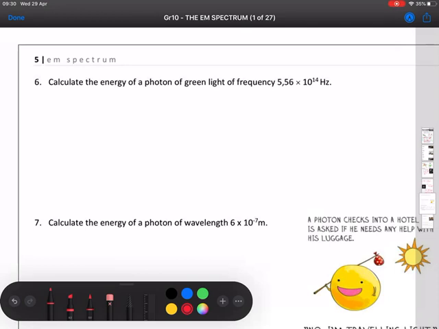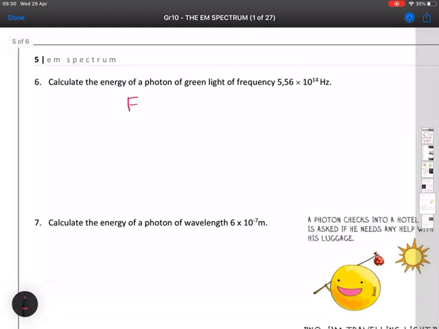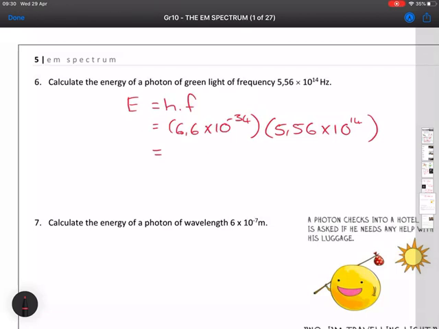Question 6 on page 5 says, calculate the energy of a photon of green light with a frequency of 5,56 times 10 to the 14 hertz. So our formula is E is equal to h times f. Planck's constant is 6,6 times 10 to the minus 34. And the frequency is 5,56 times 10 to the 14 hertz. That should give you an answer of 3,67 times 10 to the minus 19. And your units for energy are joules.